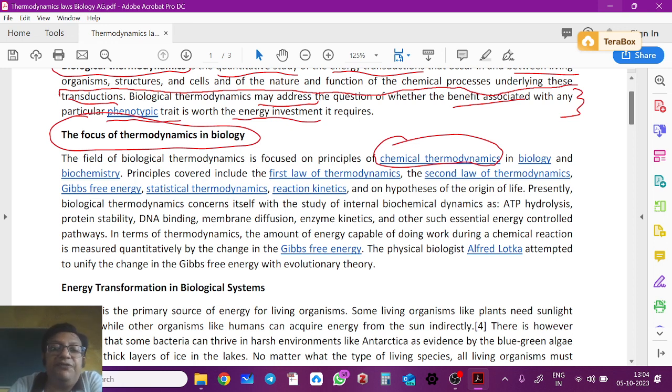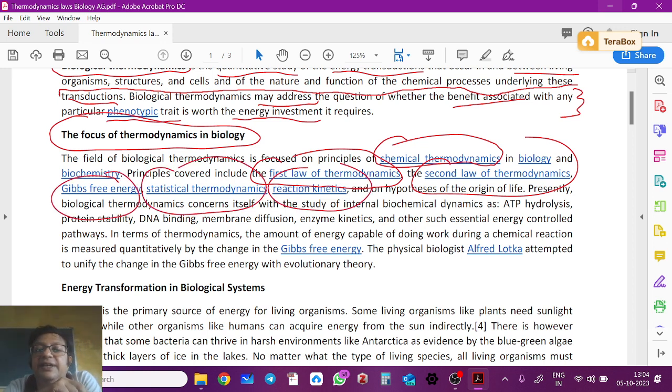So the principles are the first law of thermodynamics, and the second law of thermodynamics, which gives free energy, statistical thermodynamics, and reaction kinetics. These have been used to hypothesize the origin of life.